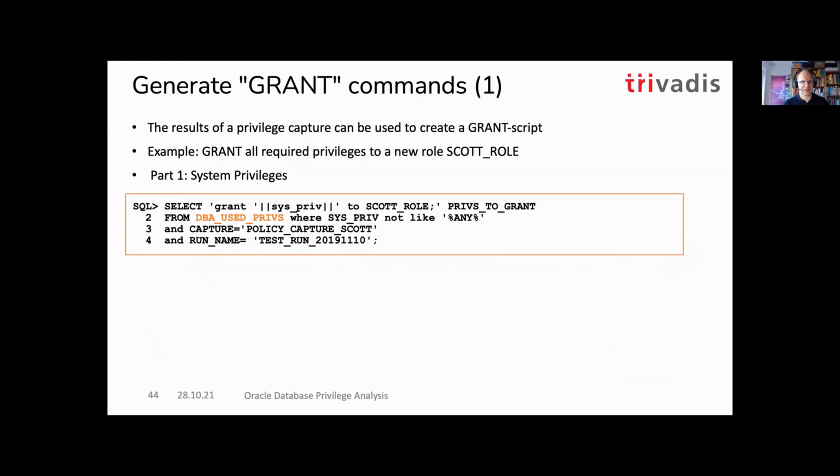Okay, so the next step is to create the grant commands. The simple thing is for the system privileges, just say grant sys privilege to, in this case, a role from DBA used privs. We omit the any privileges because, as always, we don't like any privileges in the security area. And this will finally give you a list of system privileges like create session or create table.